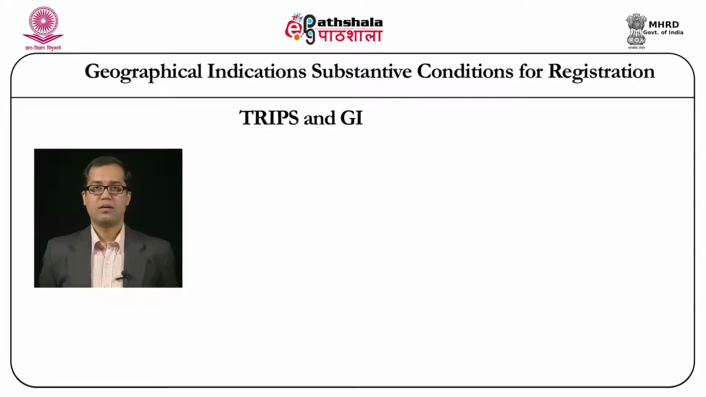Geographical indications protection under TRIPS. Definition: a geographical indication identifies goods that originate from a particular place where a given quality, reputation, or other characteristic of the good is essentially attributable to its geographical origin.